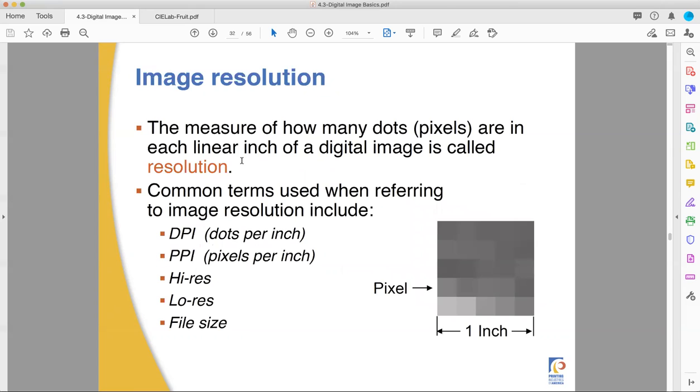So let's talk resolution. Image resolution is talking about how many pixels you have. More pixels is good. Less pixels is not as good. The terms you might hear are DPI and PPI, which are kind of interchangeable. They mean dots or pixels per inch. High res, low res, and file size are also part of the equation and part of what people talk about. High resolution is typically good. Low resolution is typically bad if you're talking about printing. And file size is an interesting way of kind of judging without looking too closely at what kind of resolution you're going to have, although it's not a 100% accurate way to judge it.